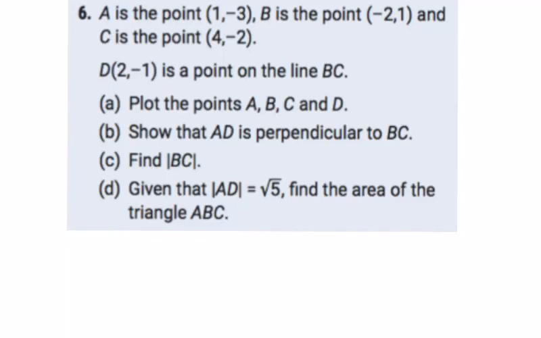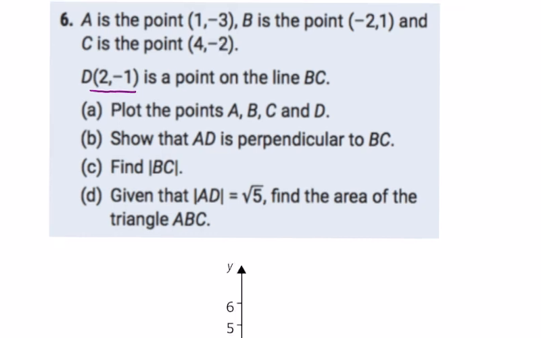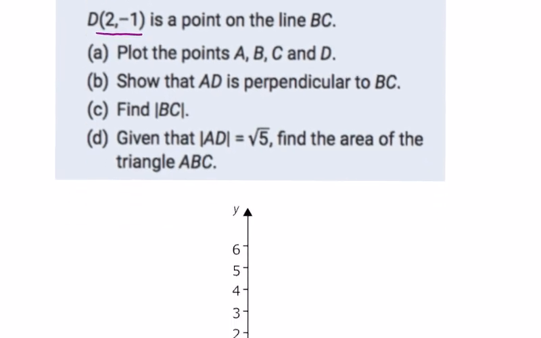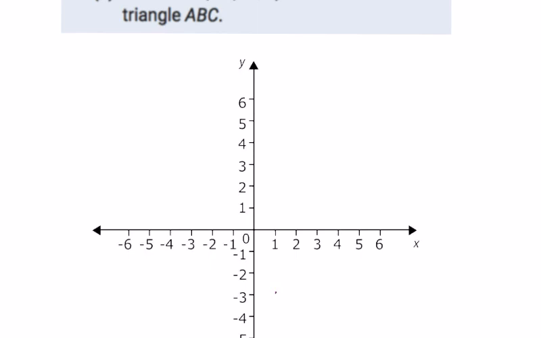Question 6, we have A, B and C, and D is a point on BC. Plot the points A, B, C, D. So let's have a look at a graph. We start with A, (1, -3). (1, -3) is here.